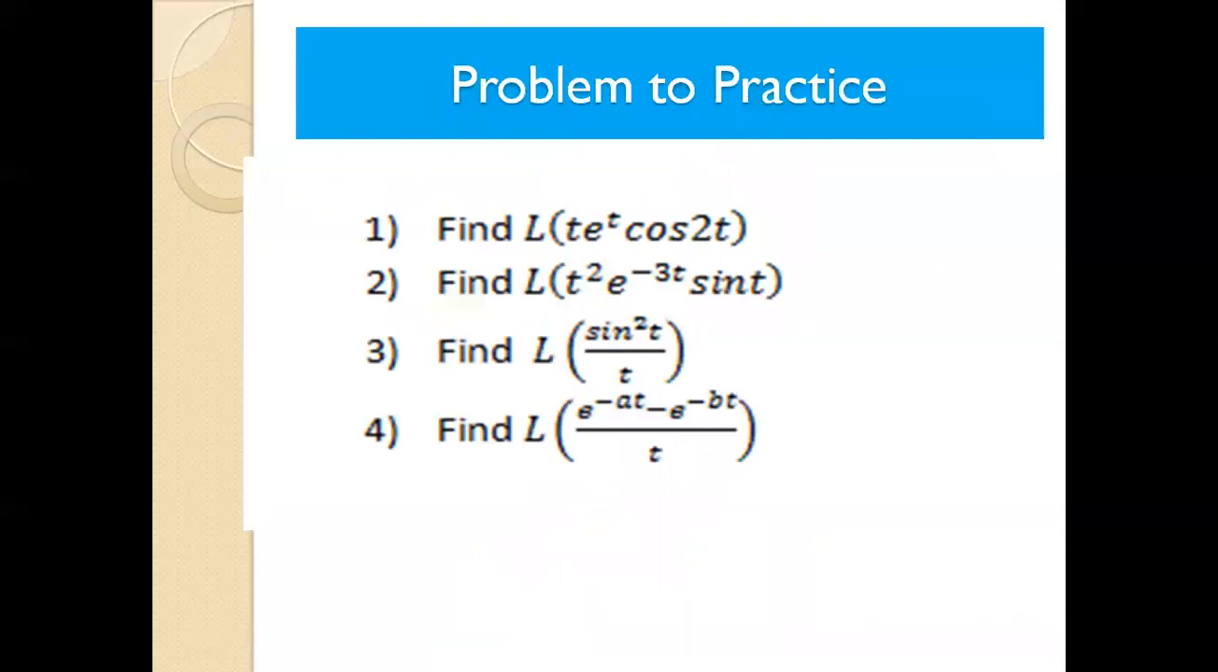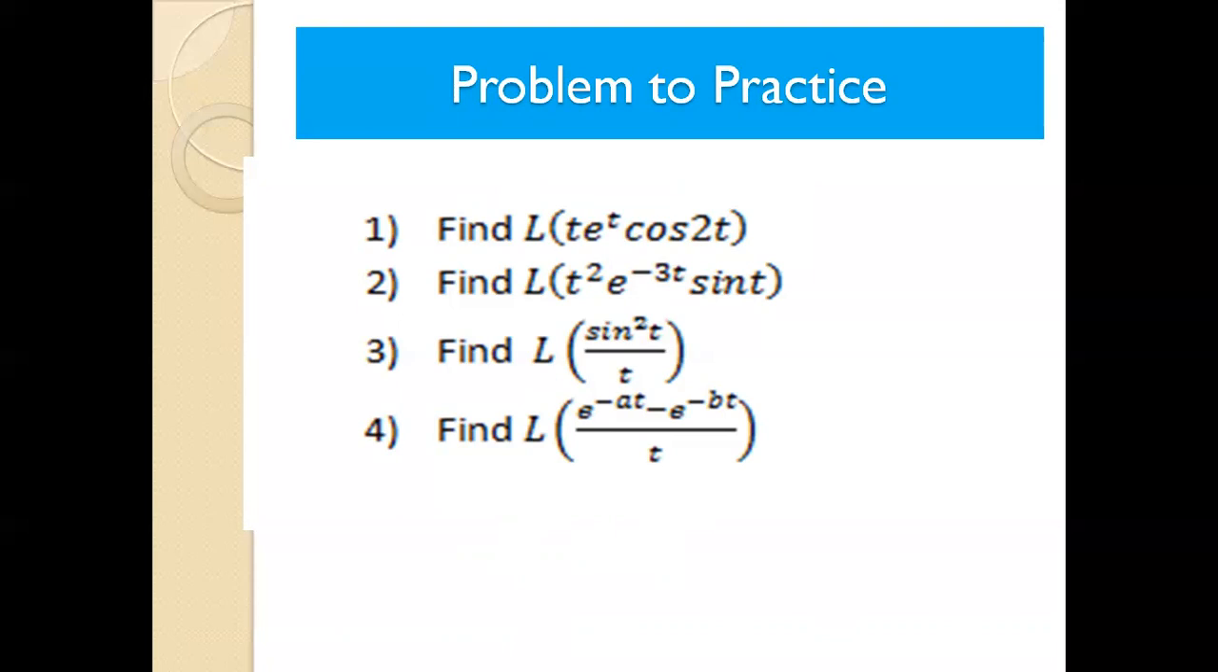These are the problems to practice. First problem, L of t into e^t cos 2t. Here we have three different functions: one is trigonometric, another is exponential, another is an algebraic function. So here we have to use two properties. We have to find the Laplace transform for cos 2t, and instead of e^t we have to use the shifting theorem, and for t we have to use differentiation.